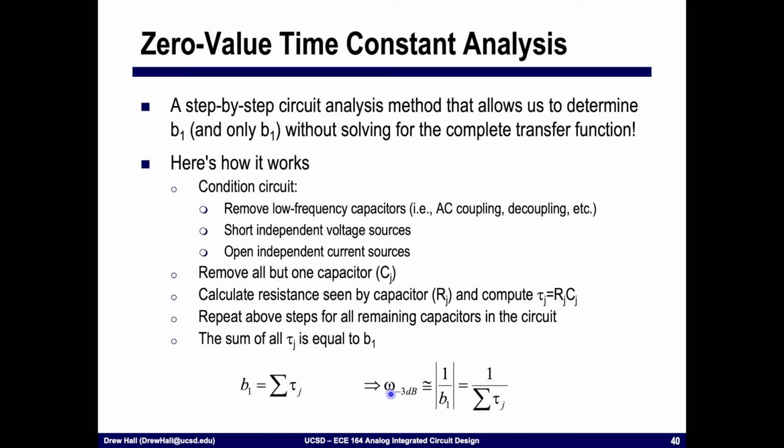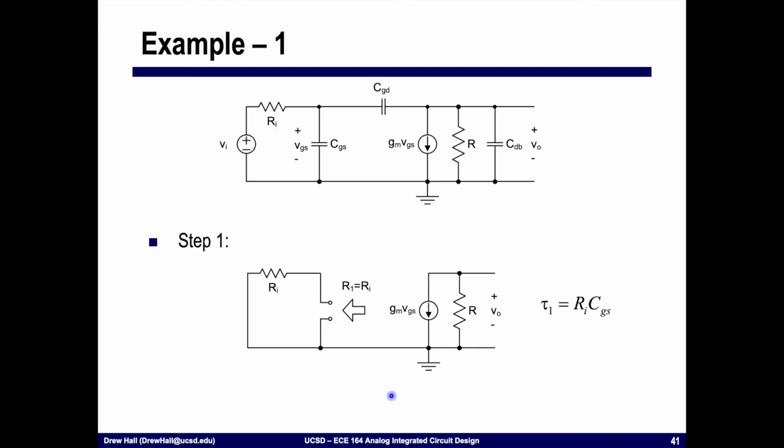All right, so let's put this into action. Let's try this on our common source amplifier. So this is our circuit, okay, and I've conditioned it. I condition it by shorting VI, and that's all that I need to do in the circuit. All of the other capacitors are important to the high frequency response. They don't have AC coupling type behavior. All right, so now I'm going to start with CGS. If I remove CGS and look at what impedance I see here, the impedance is simply Ri. Okay? And so I would say that the time constant is equal to Ri times CGS.